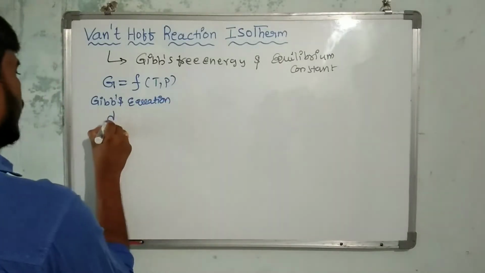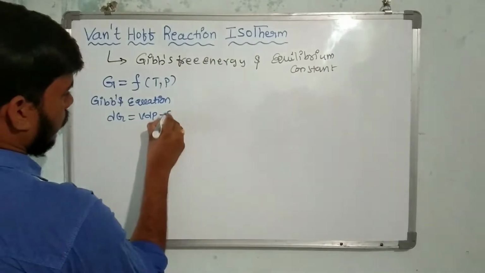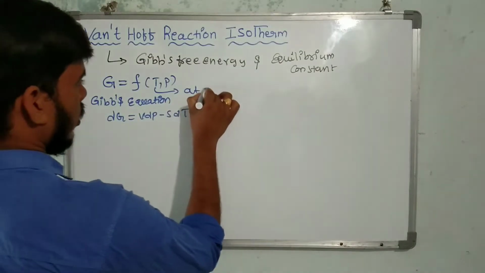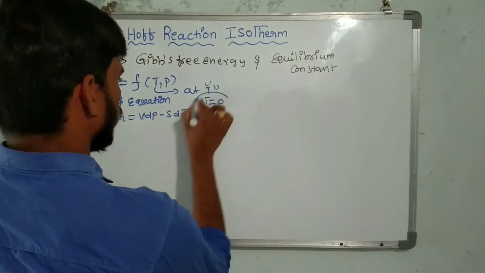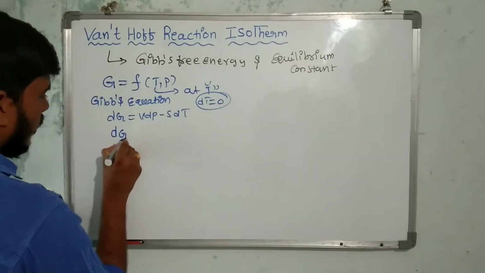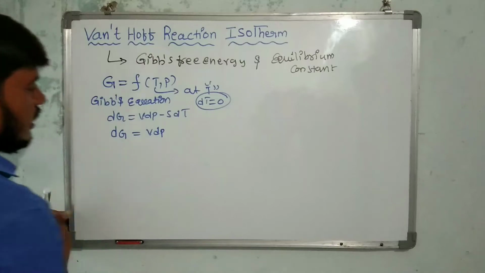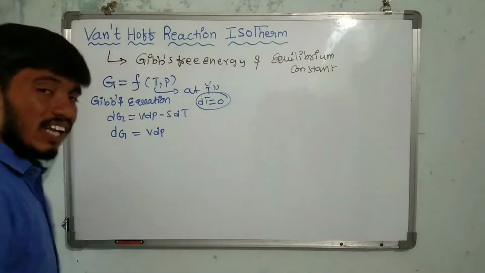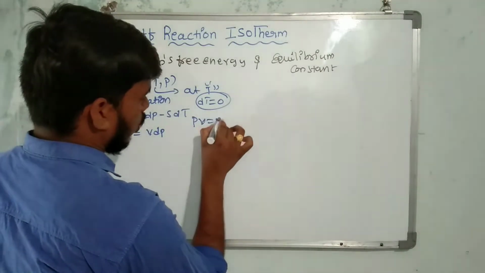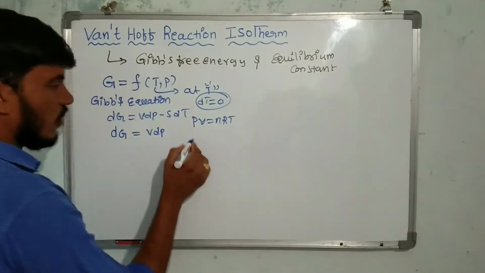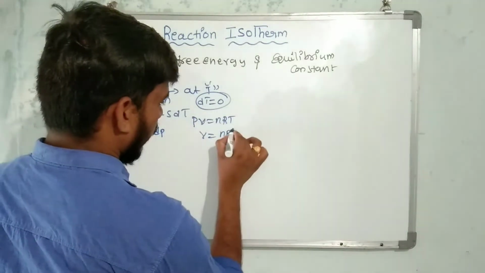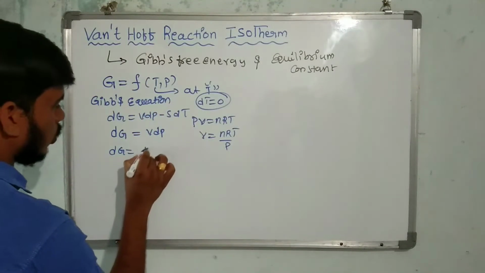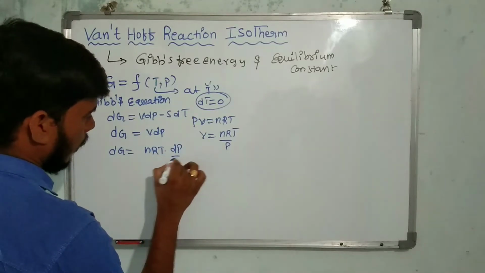Gibbs equation: dG is equal to VdP minus SdT. Now at constant temperature, dT is equal to 0, so dG is equal to VdP. In the ideal gas equation, PV is equal to nRT, so V is equal to nRT by P. Substituting this value, dG is equal to nRT into dP by P.